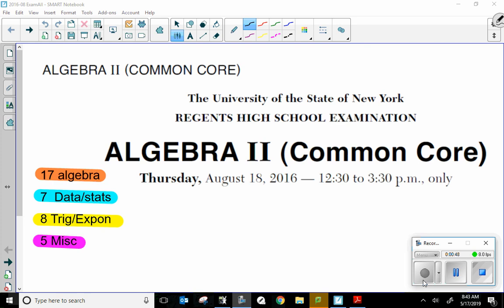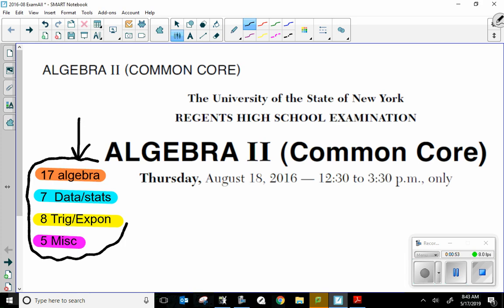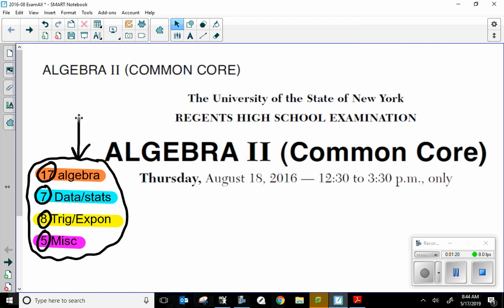You'll also notice we have these things right here. This is just a breakdown of my own personal observation for this test. You'll notice that 17 of these problems, not problem number 17, but there are 17 problems that are really just heavy algebra. There's 7 problems that I categorize as data or stats, 8 problems that are trig or exponentials, and there are 5 that are kind of miscellaneous, like maybe they deal with sequences, or maybe end behavior of graphs, things that I wouldn't categorize in the first 3 things.